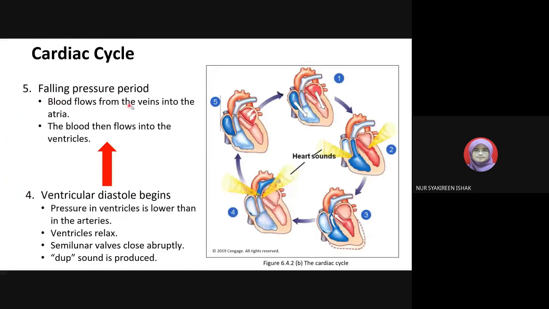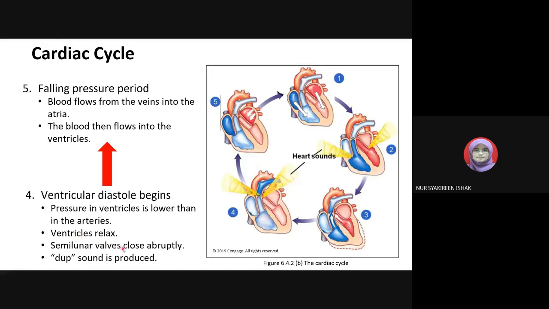So blood flows from the vein into the atria, so this is from the vena cava, inferior and also superior vena cava. Number four. So the ventricular diastole begins, okay, the ventricle relaxes. Pressure within the ventricle is lower than the arteries. Ventricle relaxes so that it can collect back the blood into the ventricle.